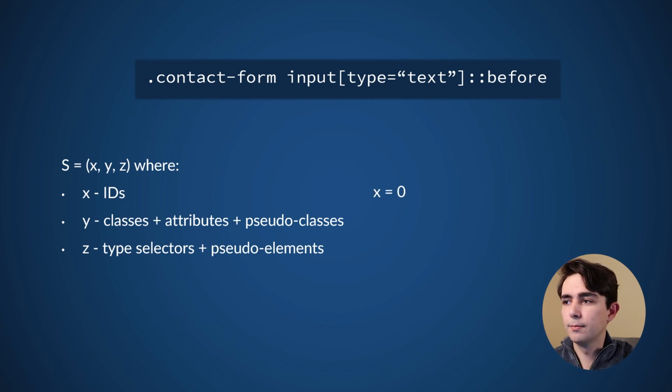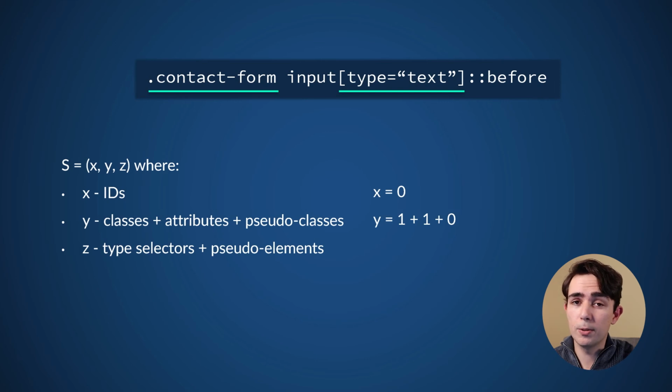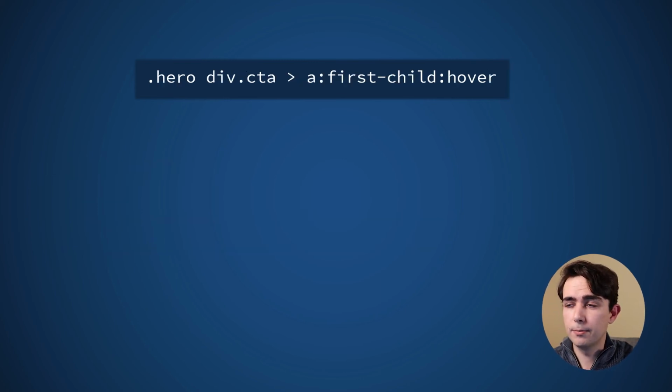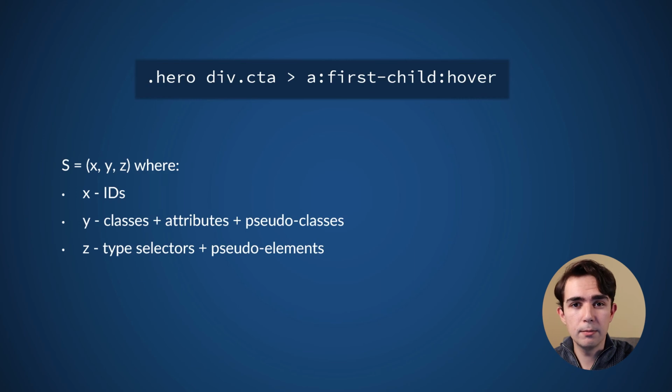Have you got it? We've got 0 IDs this time. We've got one class and one attribute without any pseudo classes, and we've got one type and one pseudo element. This gives us an S value of 0, 2, and 2. Let's see another example. Here's the formula again. Pause the video, see if you can come up with the solution.